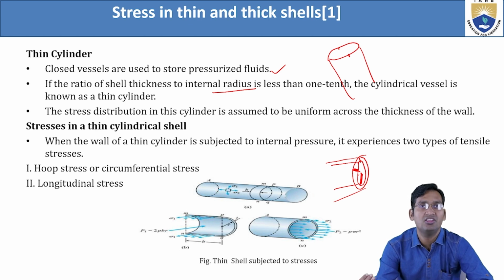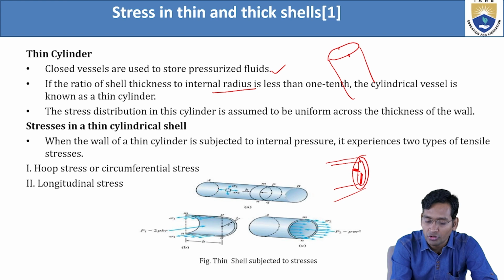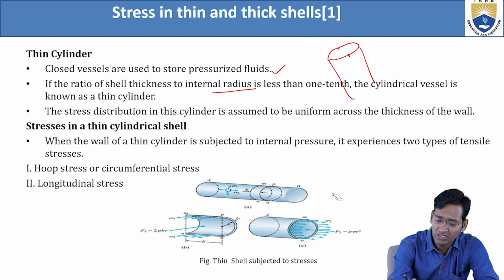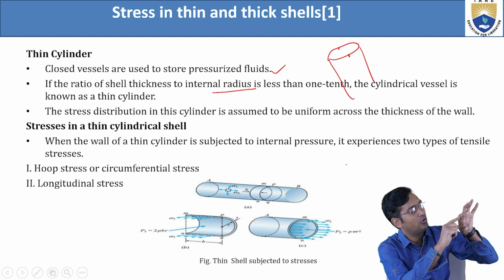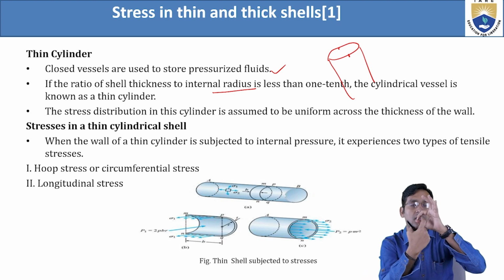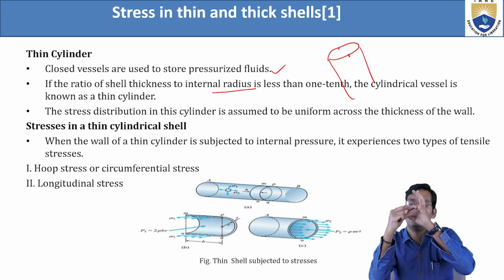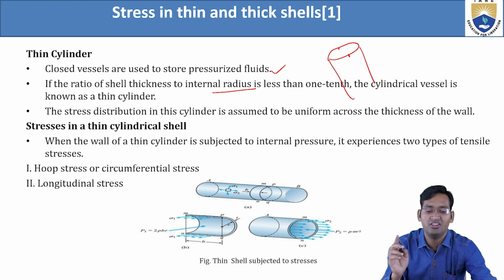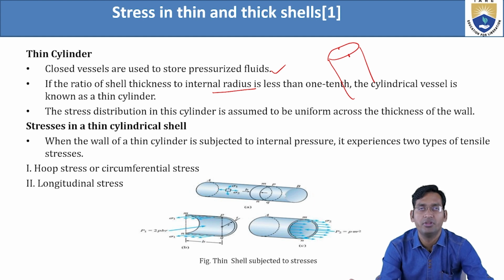The stress distribution in this cylinder is assumed to be uniform across the thickness of the wall. So across the thickness of the wall, that stress is assumed to be uniform. Just see again: this is the thickness, and from here it's the center. So this thickness divided by this radius, if it is less than 1/10, then you can say that thin metal is known as a thin cylinder.